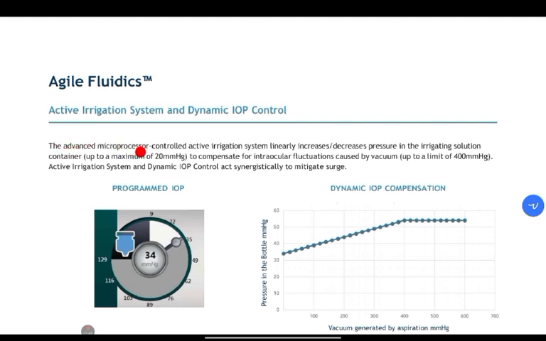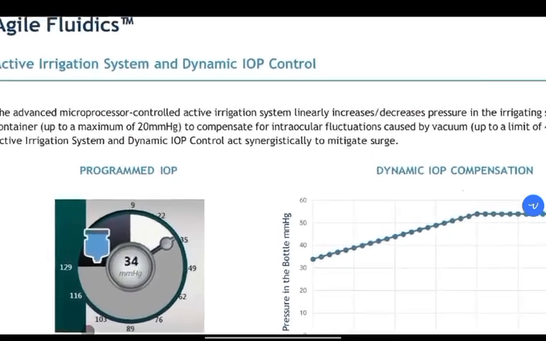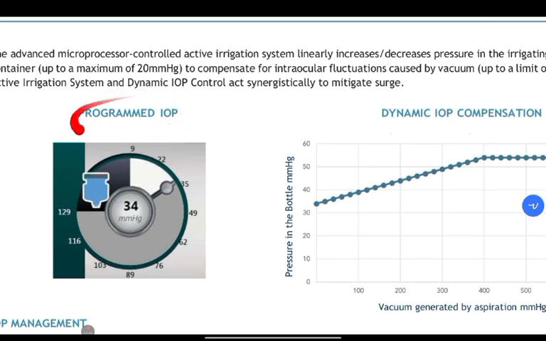The advanced microprocessor controls the active irrigation system, linearly increasing and decreasing pressure in the irrigation solution container up to a maximum of 20 mmHg to compensate for intraocular fluctuation caused by vacuum up to a limit of 400 mmHg. Very important point: active irrigation system and dynamic IOP control act synergistically to mitigate surge. So we have program IOP here.